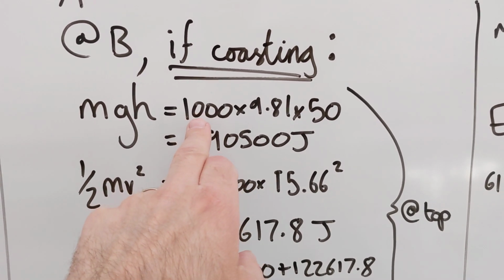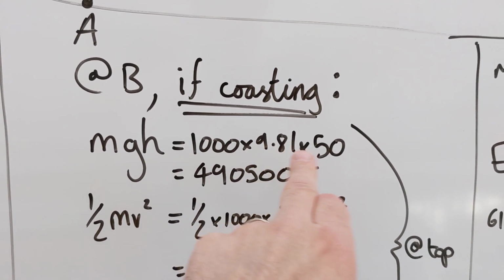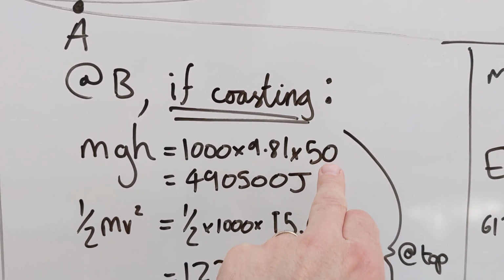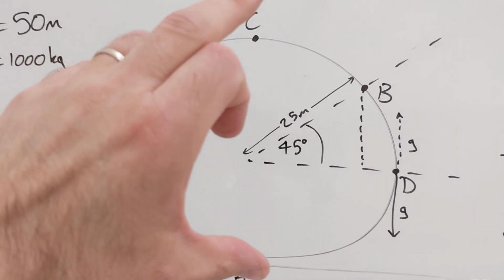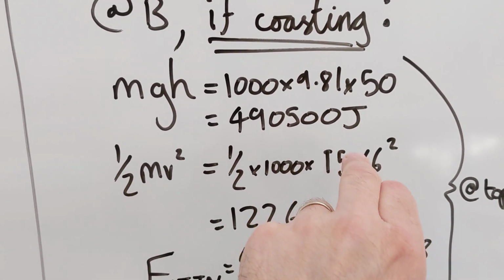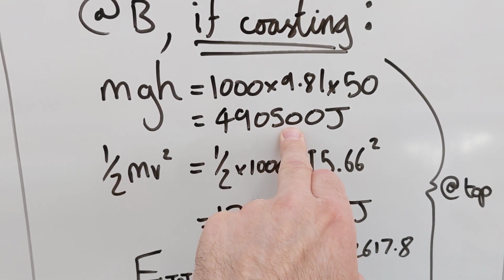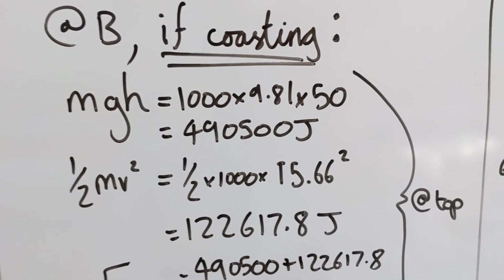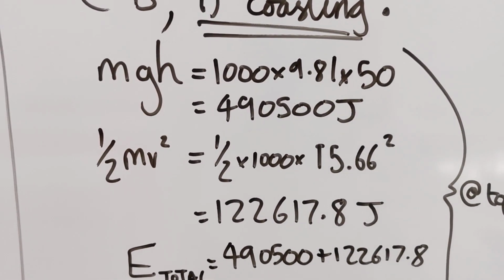So that is going to be the mass multiplied by the field strength, multiplied by the diameter of this loop, because that's the same thing as the height of the vehicle at C. And when you do that calculation, you get 490,500 joules. We're going to want to add that to the kinetic energy at C.